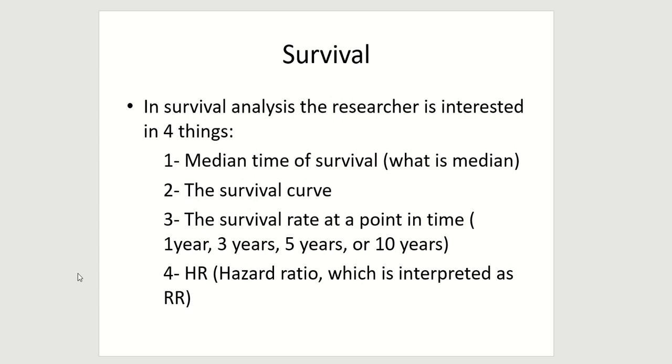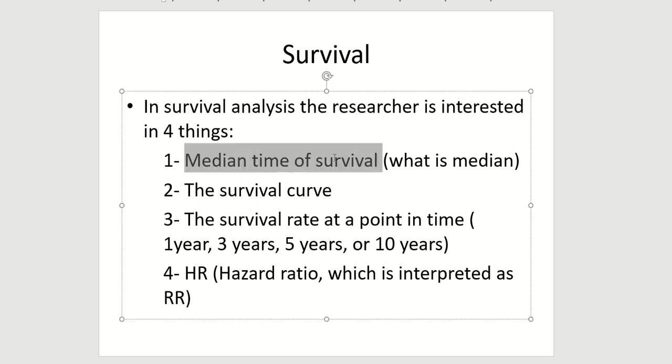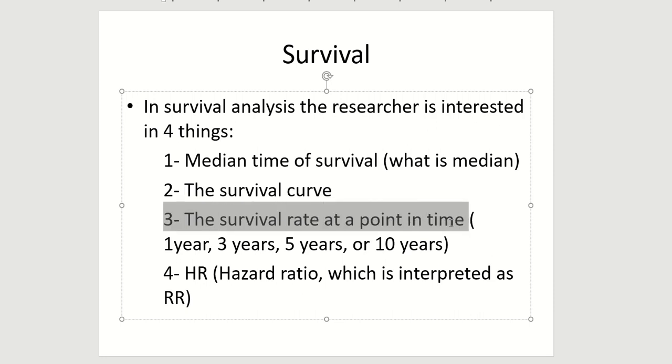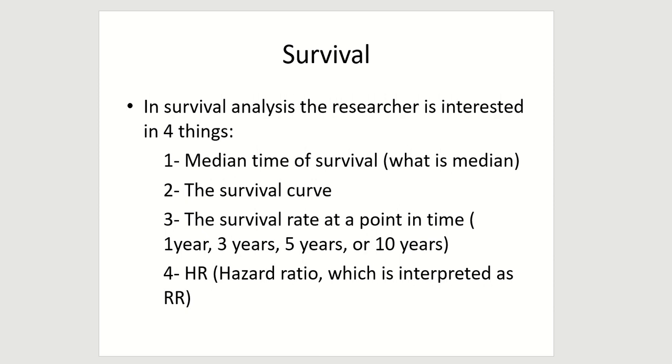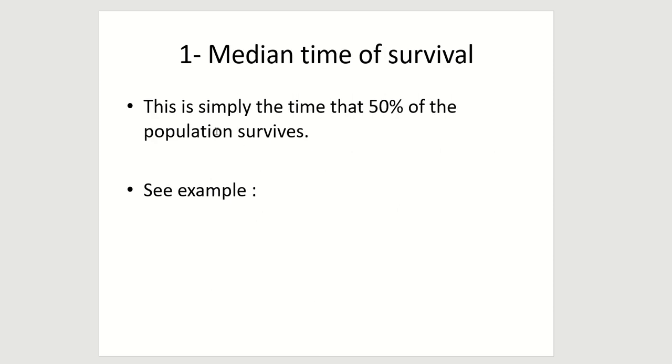So four things we look at: the median survival time, the clinical median. This is the 50th percentile, the value that comes right in the middle of the data. We're interested in the survival curve. We're interested in the survival rate at a certain point in time, and also the hazard ratio. So for survival time, this is where 50% of the population is dead and 50% are alive.